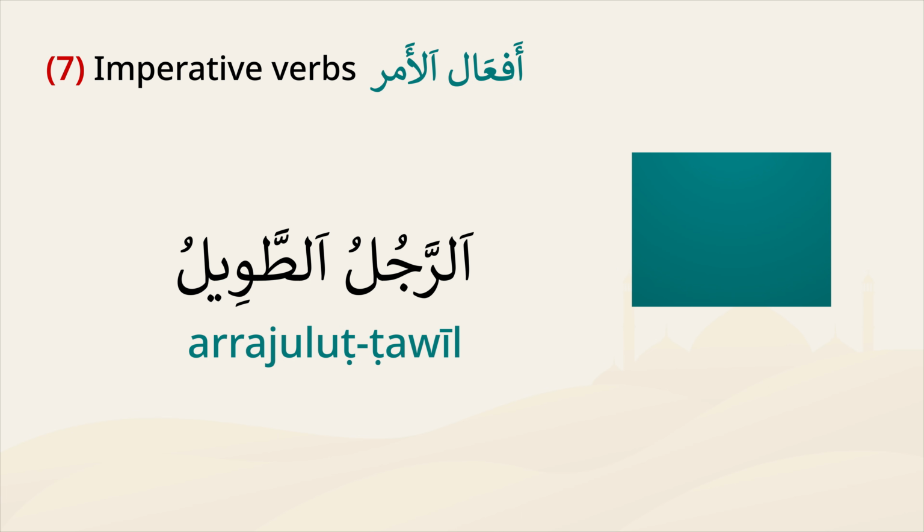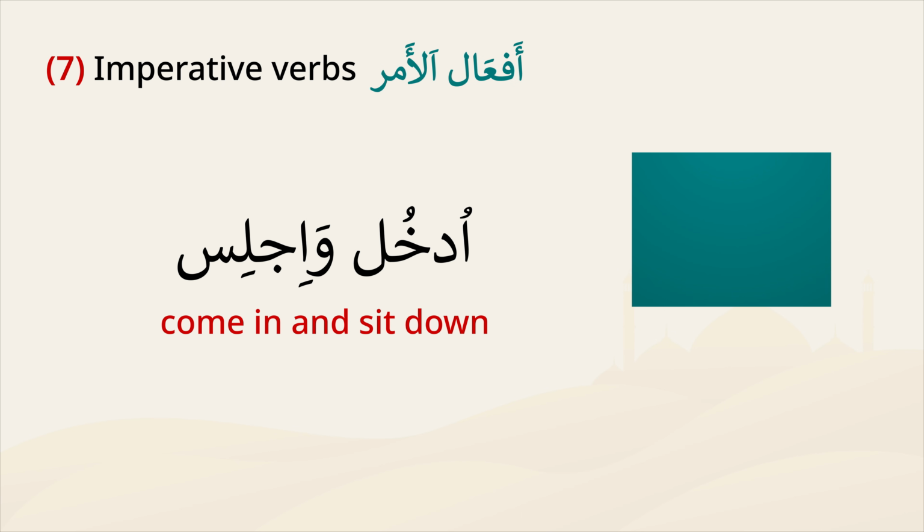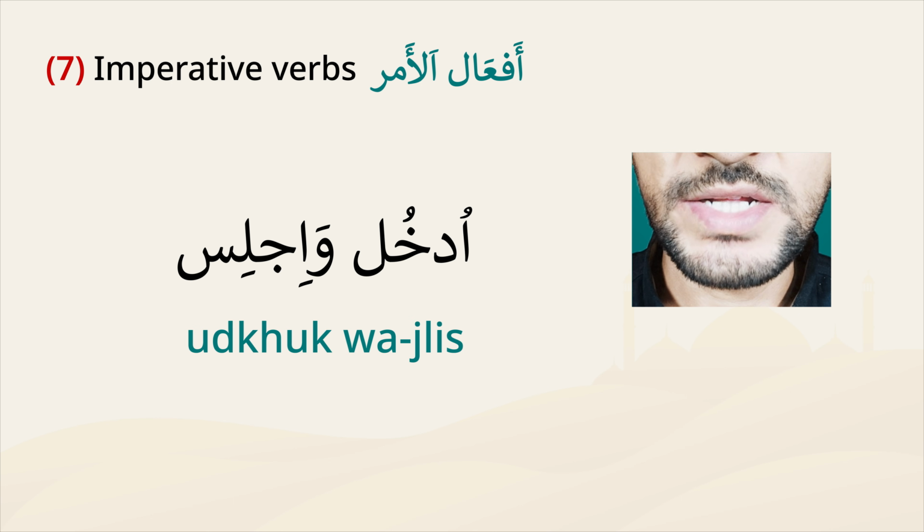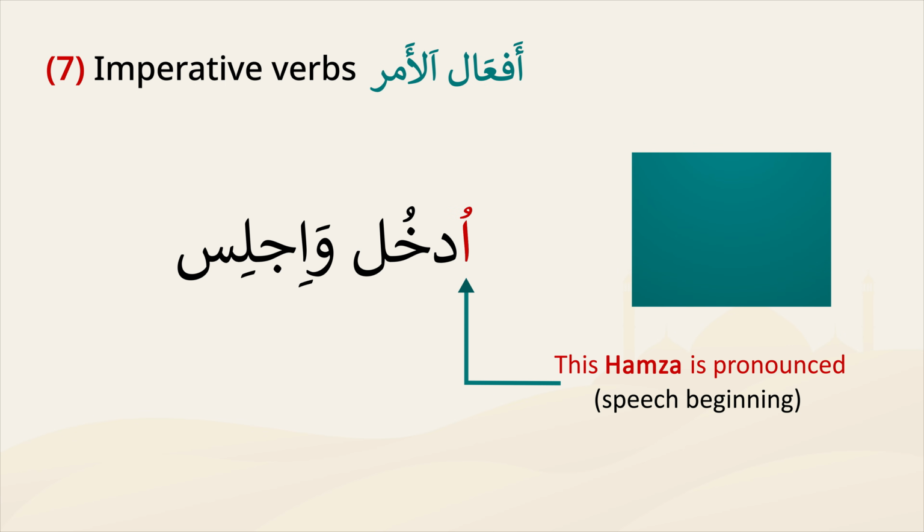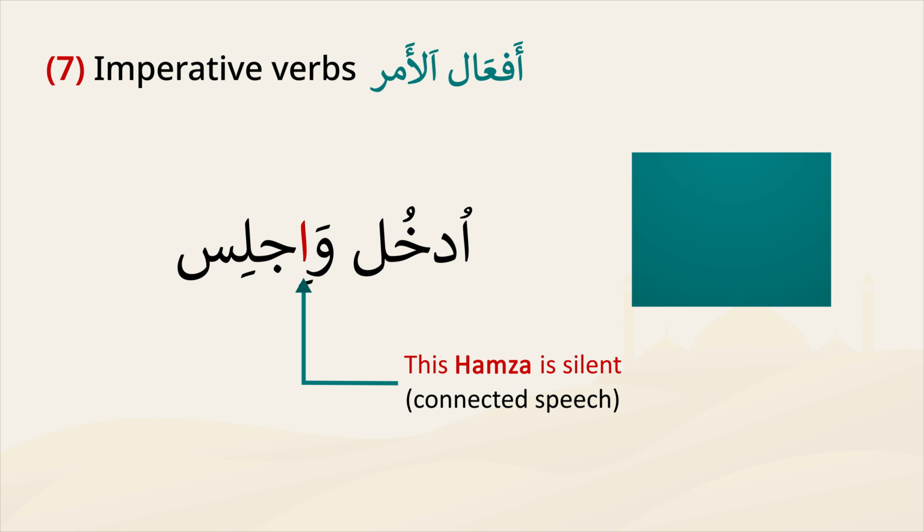The final case we mentioned is imperative verbs, فعل الأمر. As we mentioned earlier, many of imperative verbs in Arabic begin with Hamzat al-waṣl. So if one of them occurs in connected speech, its Hamza will be silent. Check this example, which will be read as ادخل واجلس. The first Hamza is pronounced because it begins the speech, while the second is silent because it's in connected speech.